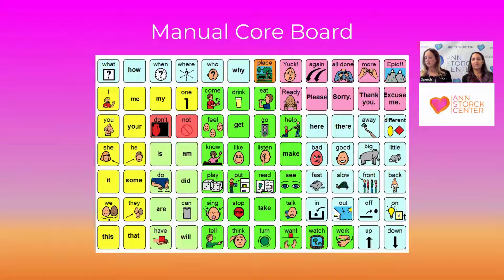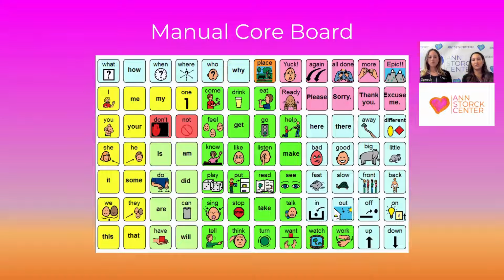So we'll give you some examples of different types of AAC later. We'll show you, but this is just a very basic core board. So it would just be a flat piece of paper with these pictures on it, and they would be used to supplement communication. You'll see there's different colors, and the colors are different organization categories.